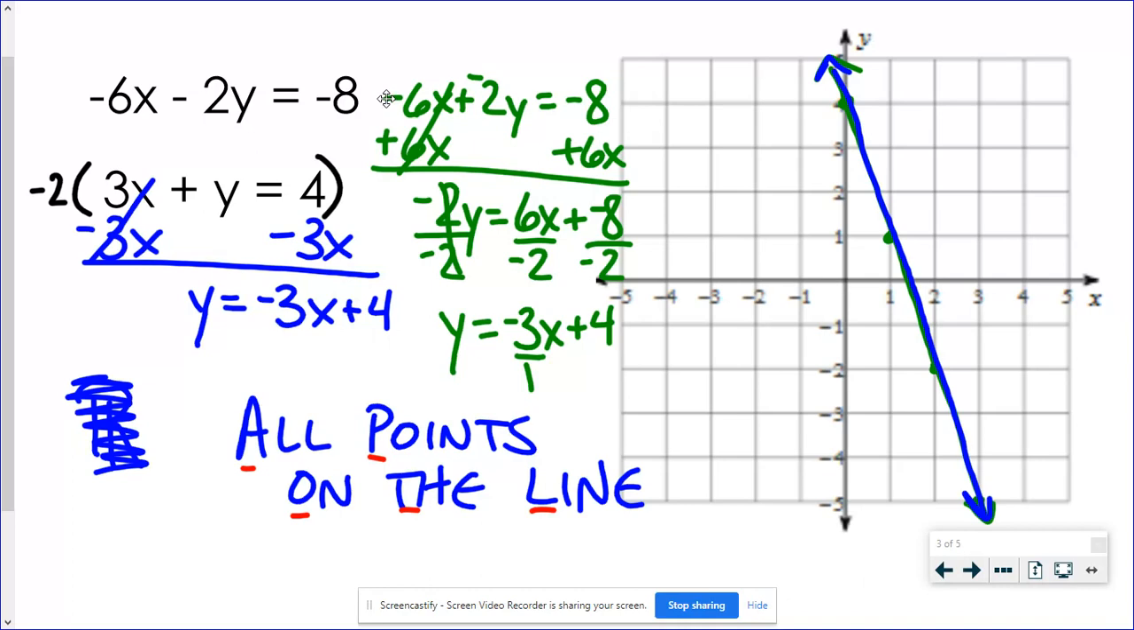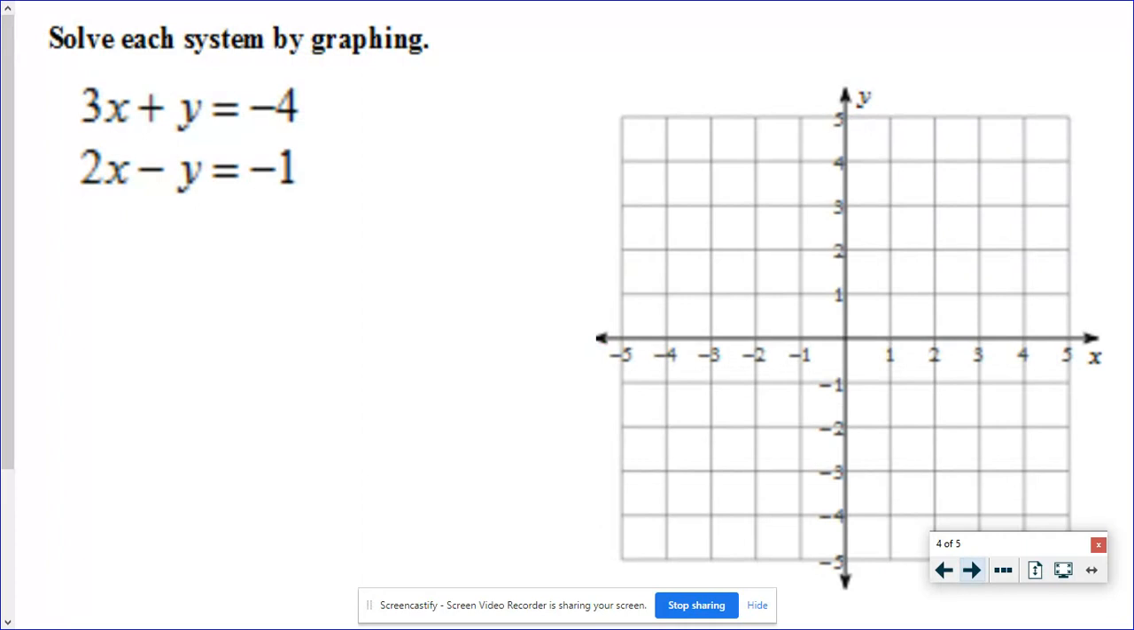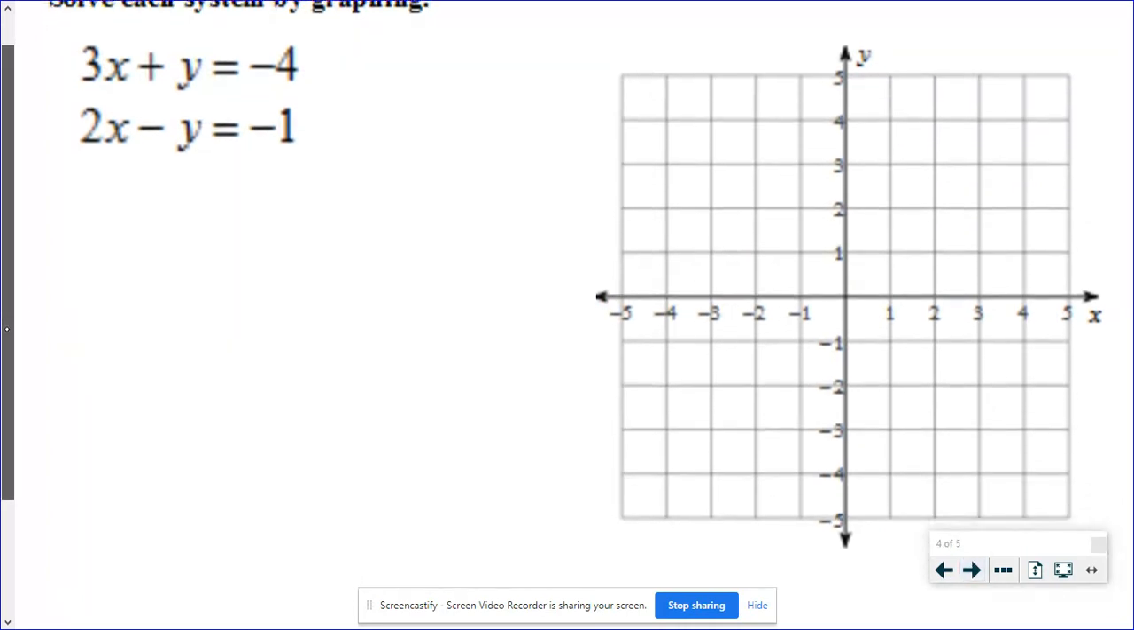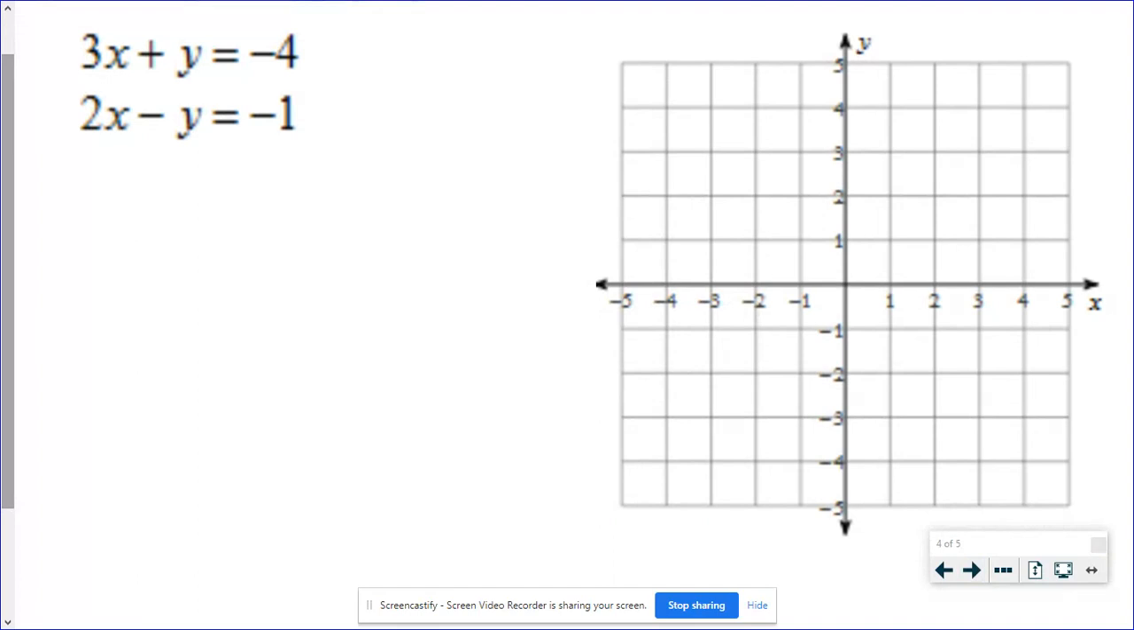So again, typically we get one ordered pair. Sometimes we get parallel lines, so there's no solutions. And then sometimes we get all points on the line. This one I can tell will not be either of those different kind of answers. By looking at these two equations, I can see they're not going to have the same slopes. They're not going to be just a multiple of one of the equations to make the other equation. These are totally different equations.